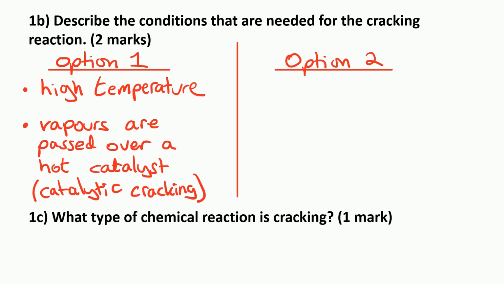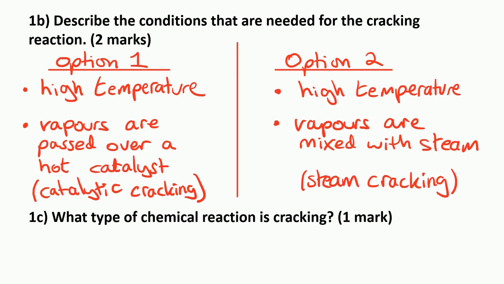Option 2, once again we use a high temperature to turn the long hydrocarbons into vapour, but then those vapours are mixed with steam to reach a very high temperature, and we call that steam cracking.